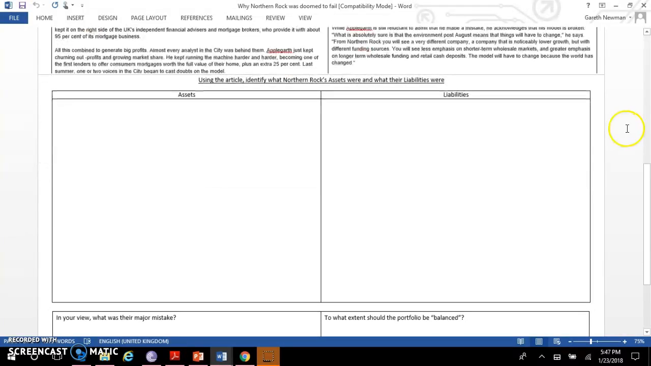So the first thing I'd like you to do is, using the article, identify the assets and liabilities of Northern Rock. Find out what they were, why they were liabilities, and why they are assets. Don't just bullet point an asset; you have to explain what the asset actually is and why it's of value to the business, or why it's a liability to the business.